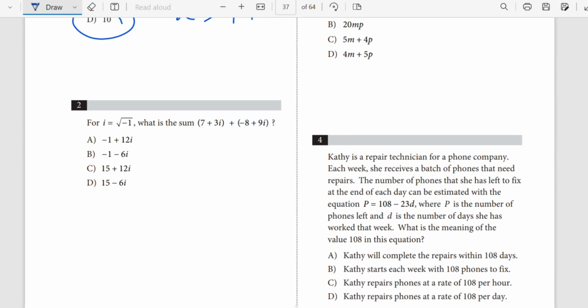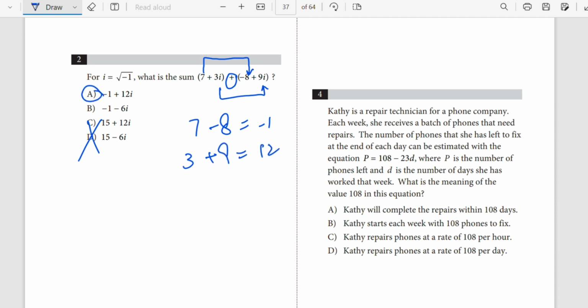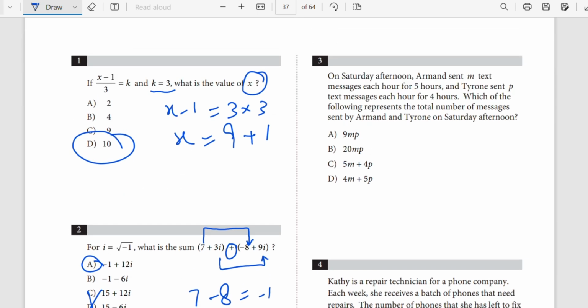Now we are moving on to question number 2. This is the plus operation, so real is added into real and imaginary is added into imaginary. So 7 minus 8, that is equal to minus 1. These two are not the answer, only A and B can be the answer. So we will compare 3 plus 9, that is equal to 12. So A is the suitable answer for you. Now move on to question number 3.